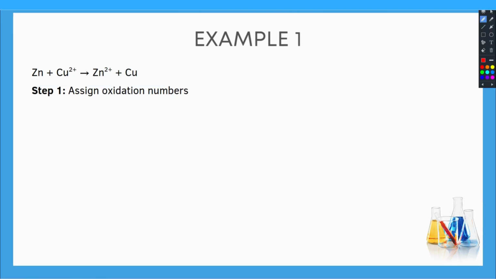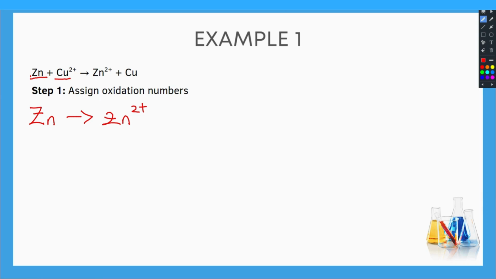Now look at this. Let's assign oxidation numbers to these elements here. First of all, we have two elements. We have zinc and we have copper. Now let's look at zinc, for instance. Zinc is Zn, and the reaction here shows that zinc goes from Zn to Zn2+.